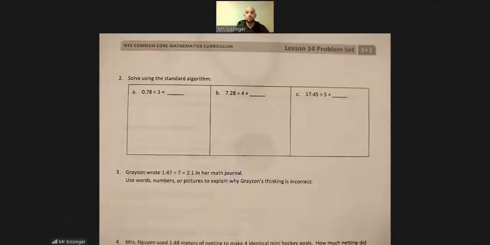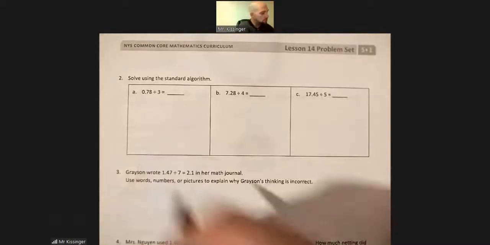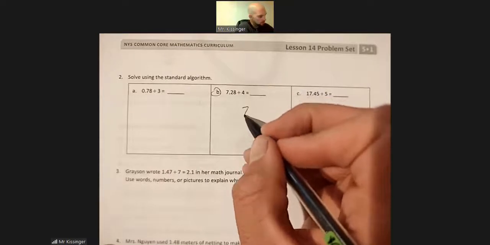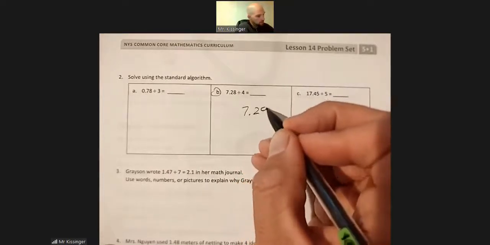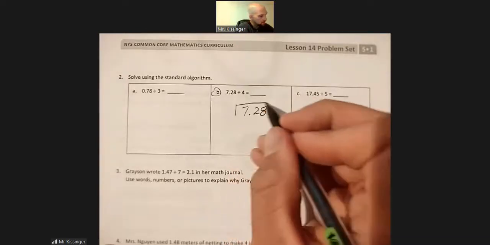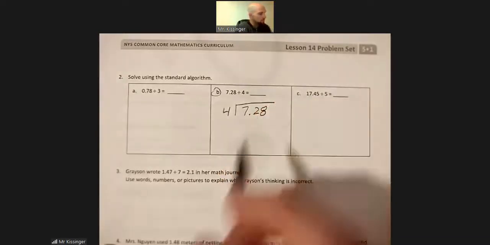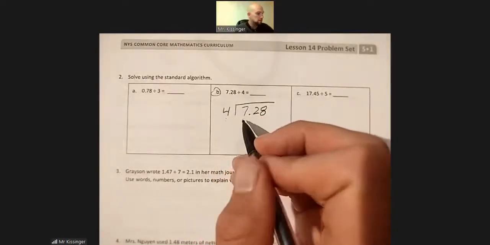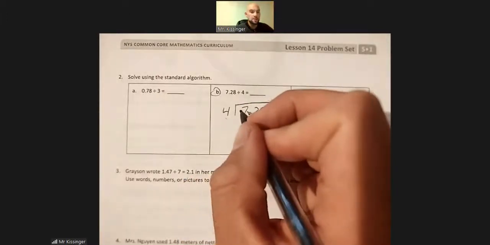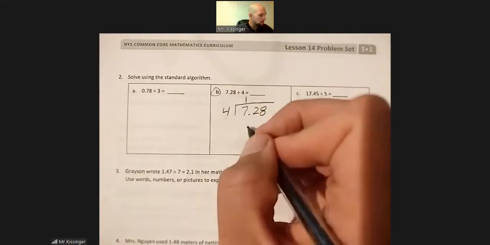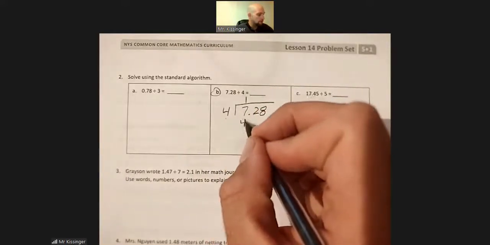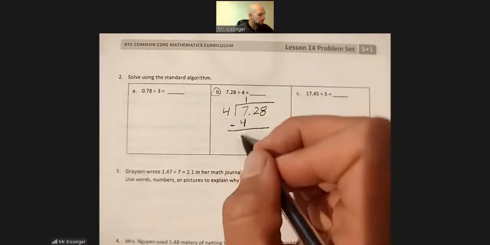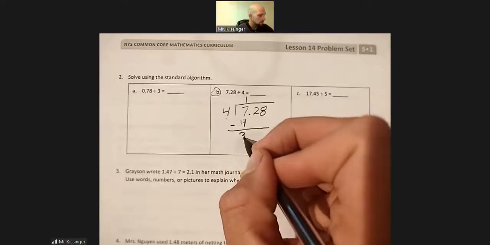So now let's try a problem using just the standard algorithm. So we'll do letter B right here. We have 7 and 28 hundredths divided by 4. So 4 goes into 7. Well, it won't go in quite 2 times, so we'll just put a 1 here, and we'll put our 4 down here. So 1 times 4 is 4. We subtract 4 from 7, gives us 3.